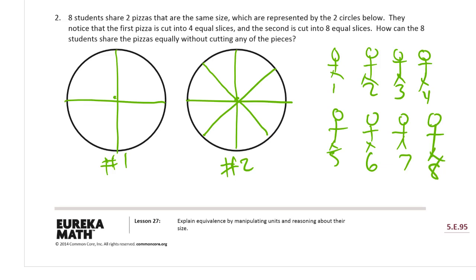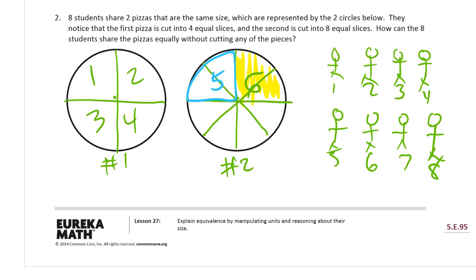So let's say student number 1 gets this quarter slice. And then student number 2 would get this one, and 3 would get that one, and 4 would get that one. And now we're looking at some other students. Student number 5 could get this blue slice there. And student 6 could get this slice here.